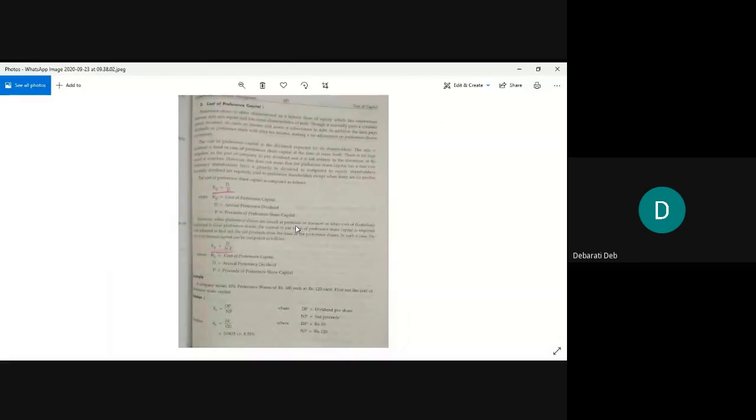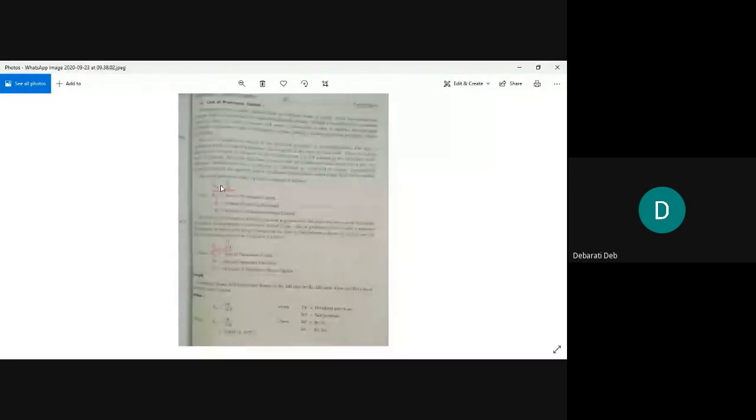This is cost of preference capital. The underlined one, the pink line, that is the formula. After writing cost of preference capital, you write the cost of preference share capital is computed as follows. Then you write Kp equals D by P. You write this formula, the underlined ones. Cost of debt was Kd, now it is Kp. So Kp is equal to capital D by capital P.